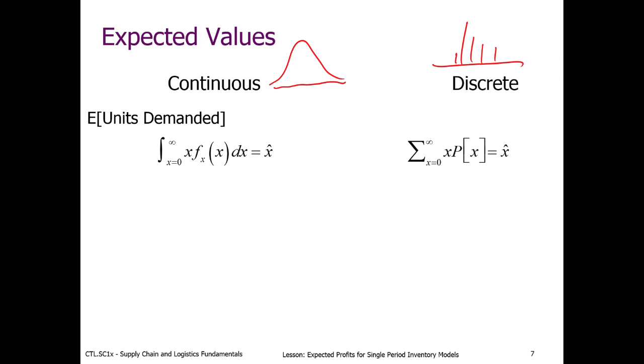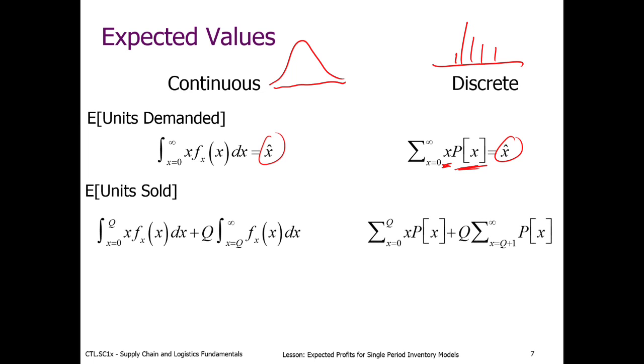So I'm always going to have to calculate my expected units demanded. This is my expected amount of demand, or my mean value of the demand distribution. And this is simply going to be, for the discrete case, the summation from x equals 0 to infinity of the value of demand x times the probability that that occurrence happens. We'll call this sometimes x hat. And you can see for the continuous case, it's the same thing. Instead of a summation, I have an integral from 0 to infinity of x times the probability distribution function, f(x) dx. And again, it's x hat.